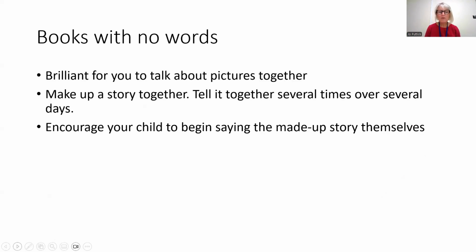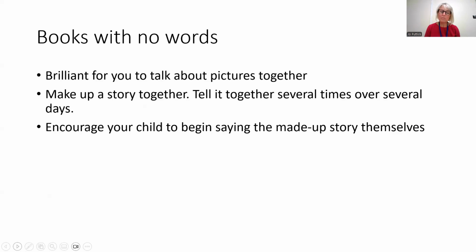Sometimes your child will be sent home with a book that doesn't have any words in it. And this is brilliant as a resource for you to talk with your child about the pictures together. Sometimes the pictures will form a little story. Talking about what that story might be, making that story up, and then telling it together several times over several days is another very important way that you can help to develop not just your children's language, but also some of their early interactions with books that they can, in effect, read for themselves.